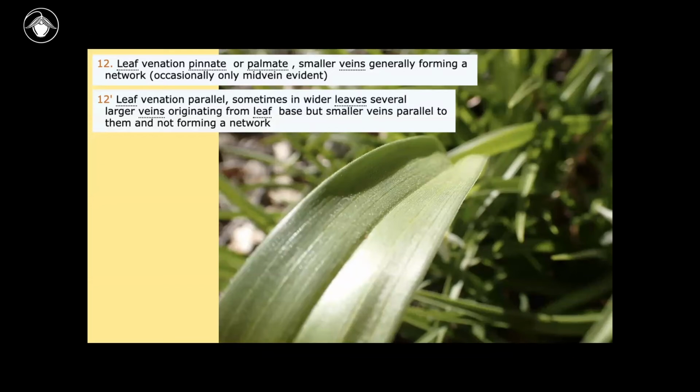Leaf venation pinnate or palmate, smaller veins generally forming a network, occasionally only midvein evident. Or leaf venation parallel, sometimes in wider leaves, several larger veins originating from leaf base, but smaller veins parallel to them and not forming a network. In this case, we have a clear example of parallel venation.